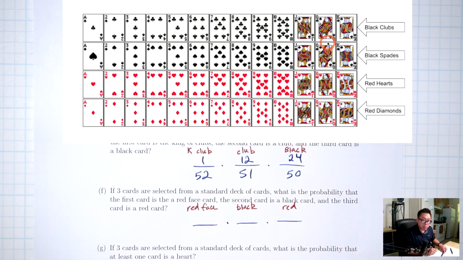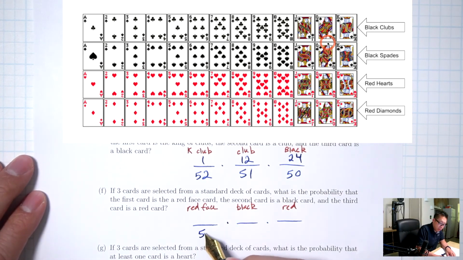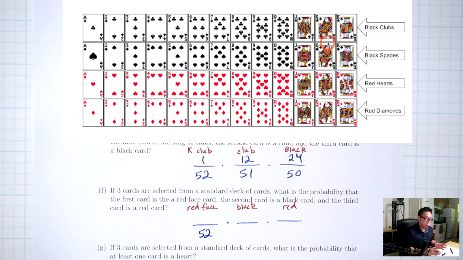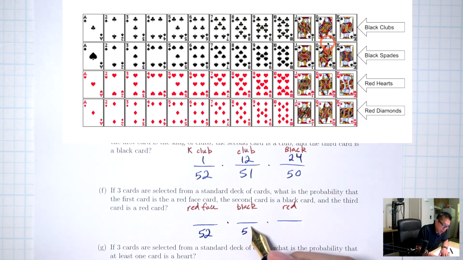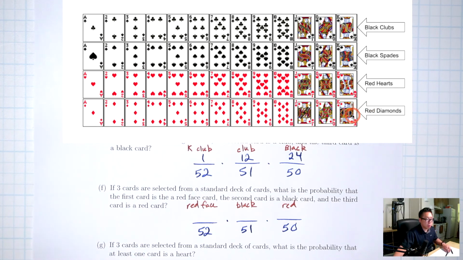Okay, first fraction, the bottom, total. How many cards total? 52. And then cards, you reduce. So we're down to 51 for the second fraction, and then 50 for the third fraction. First fraction, for the top, how many red face cards? Red face, Jack, Queen, King hearts, Jack, Queen, King diamonds. 6 red face cards.